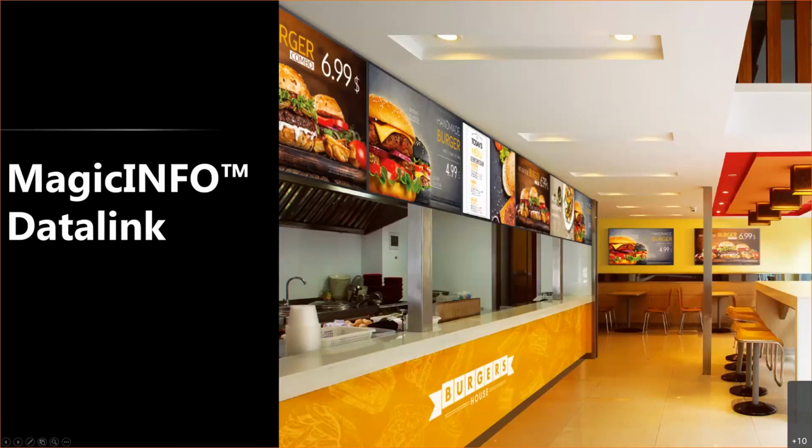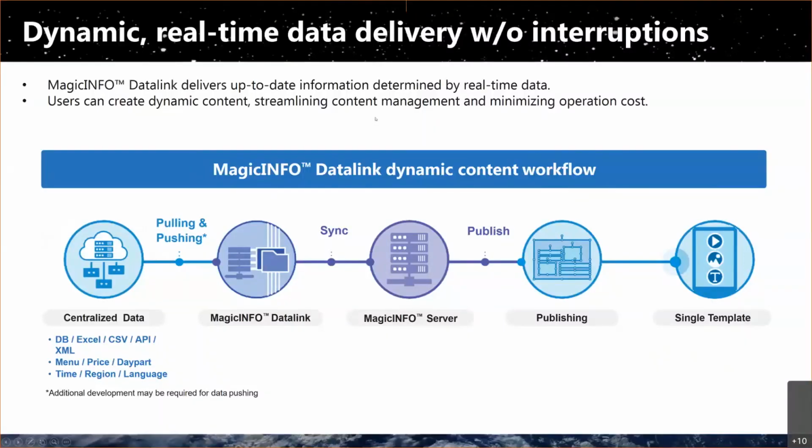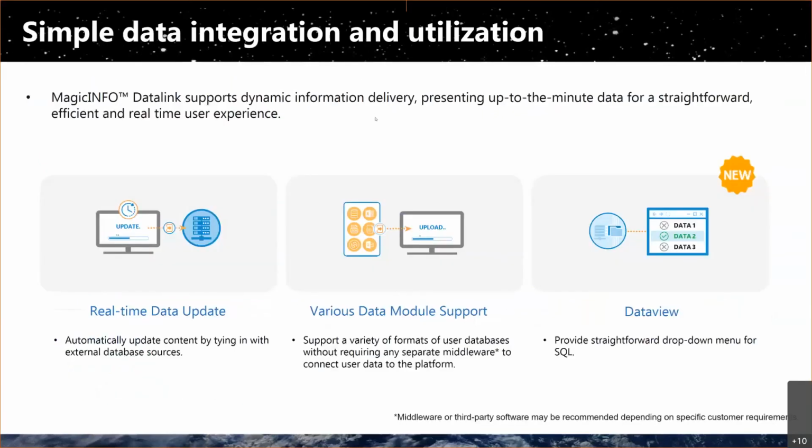MagicINFO Data Link. So this is our add-on module to MagicINFO, and its primary role is to bring in dynamic content from different sources into MagicINFO. So, for example, if you consider a QSR scenario and you have a digital menu board showing your menu contents and you want the ability to change it, you can tie in the source of this pricing into Data Link, and whenever you make changes to that source, it's going to be pulled into the Data Link server, and from Data Link it's going to get pushed out to our displays via the MagicINFO server. All the updates happen in real time.